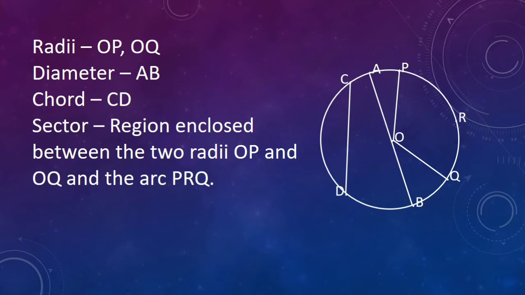The constant distance is called the radius. A line segment joining any two points on the circle is the chord. The chord that passes through the center is the diameter. A sector is a region enclosed between two radii and an arc. Here the radii are OP and OQ, diameter AB, chord CD, and the sector is a region enclosed between the two radii OP and OQ and the arc PRQ.